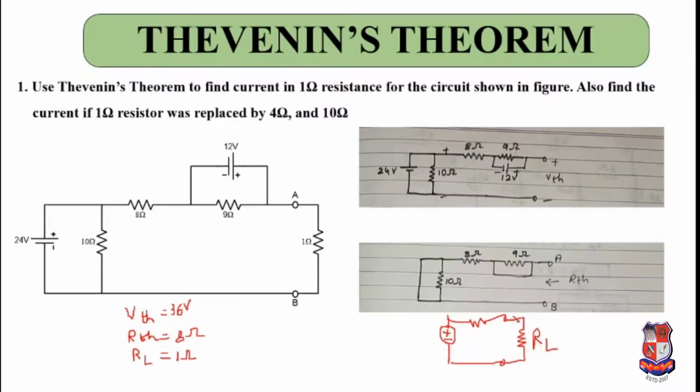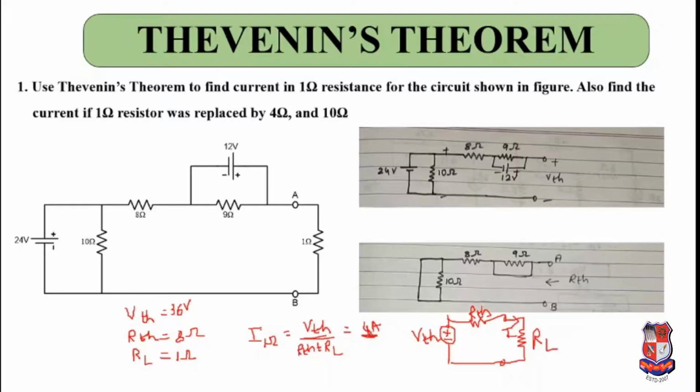Okay, and you need to find this current I. This is your RTH, this is your VTH. So how will you find this current I? For the given resistance RL, that is 1 ohm, I will be equal to VTH divided by RTH plus RL. This is simply Ohm's law. So the current through the 1 ohm resistance will be 36 by 9, which is nothing but 4 ampere.